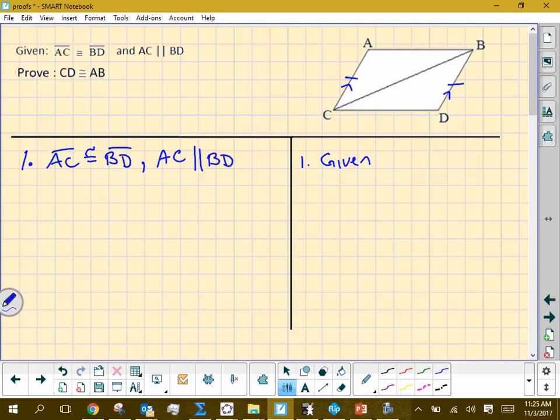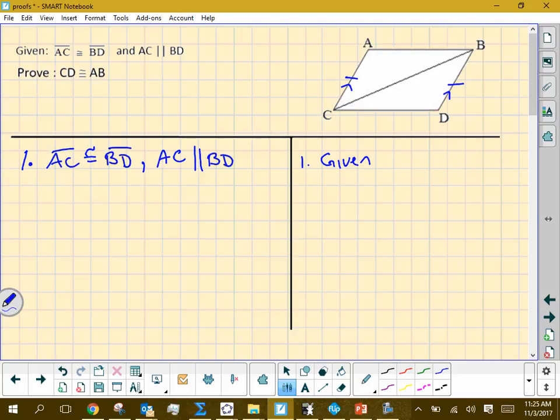All right. So they give us one explicit congruency, right? And it's sides. Now we need to come up with two more. So we either need to come up with angles that are congruent and another side that's congruent, or two sets of sides that are congruent. All right, so let's try to walk our way through doing this.